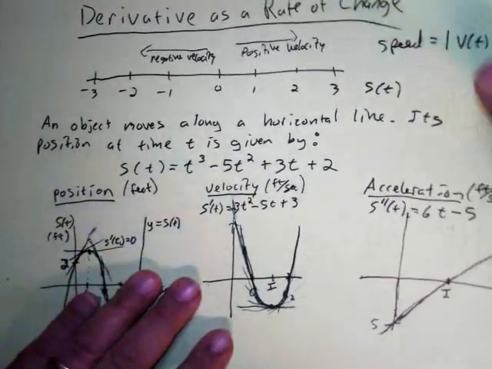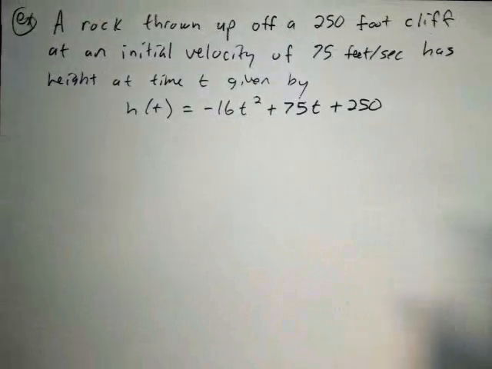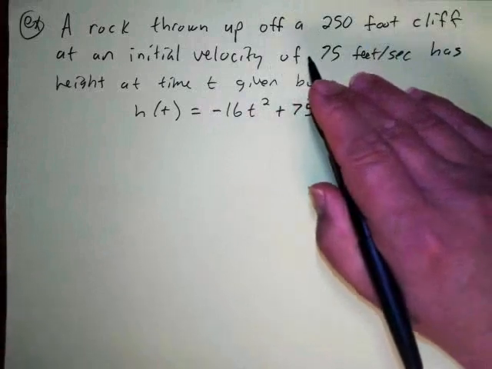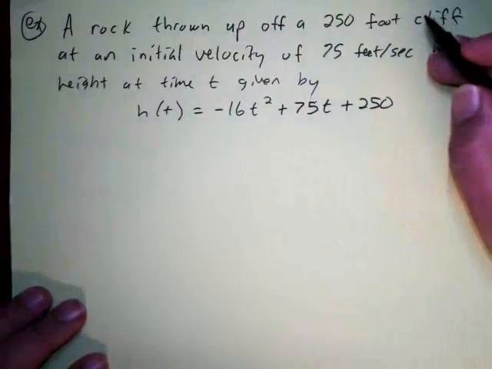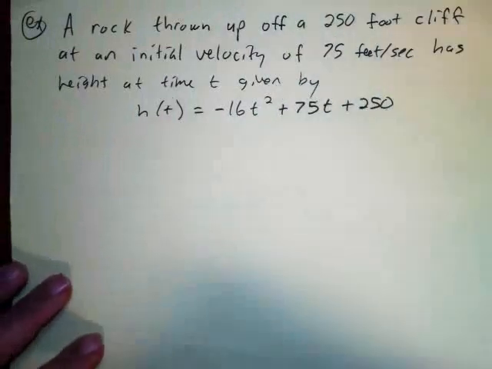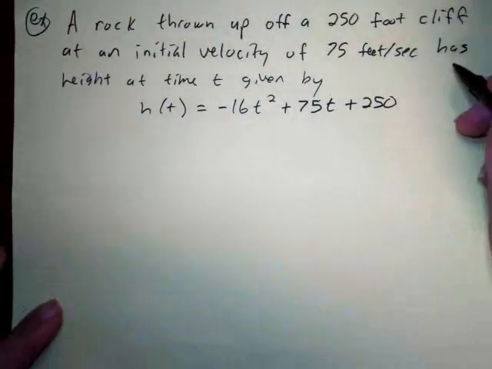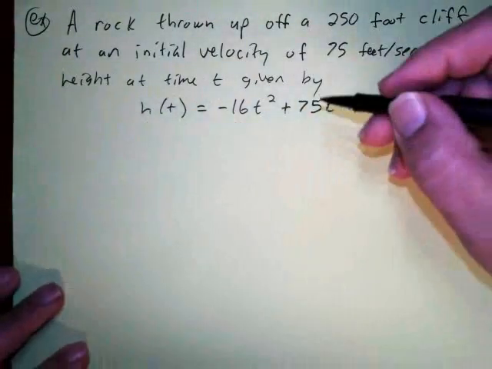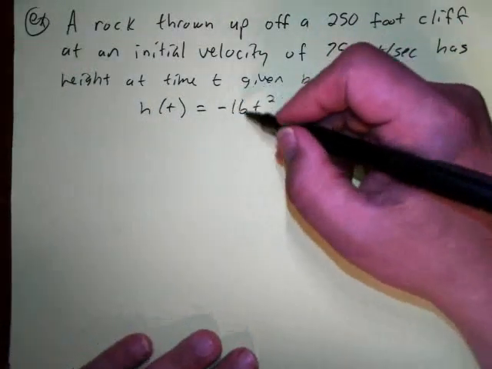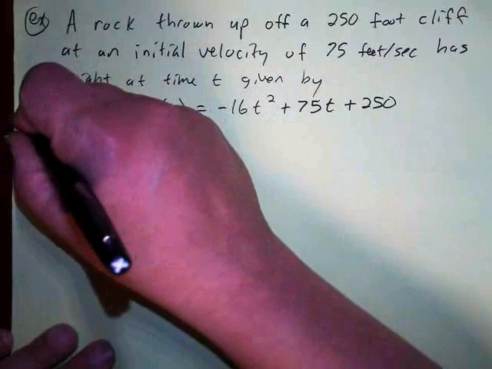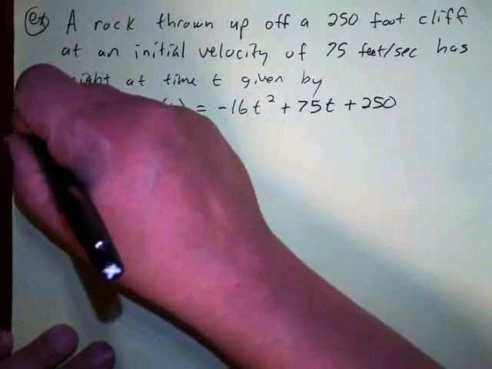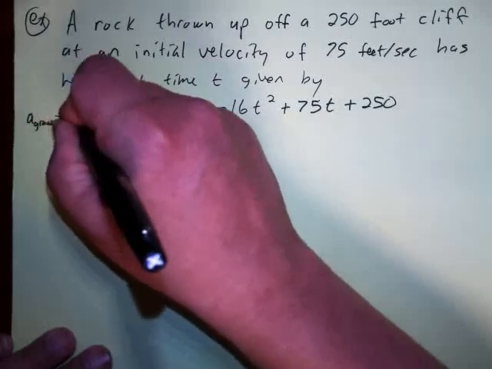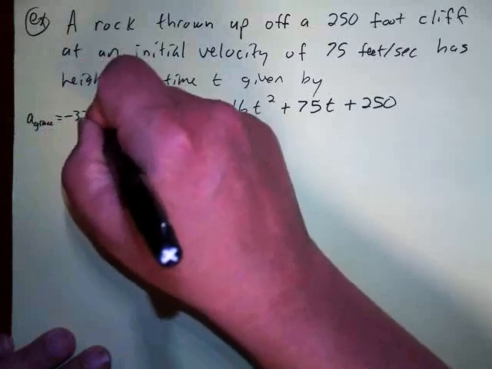Okay? So now, here's another example. Let's say we have a rock thrown up off of a 250-foot cliff at an initial velocity of 75 feet per second. And at time t, it's going to have the following height. So notice this -16, this is half of the acceleration due to gravity. So we can say acceleration due to gravity is equal to -32 feet per second squared.